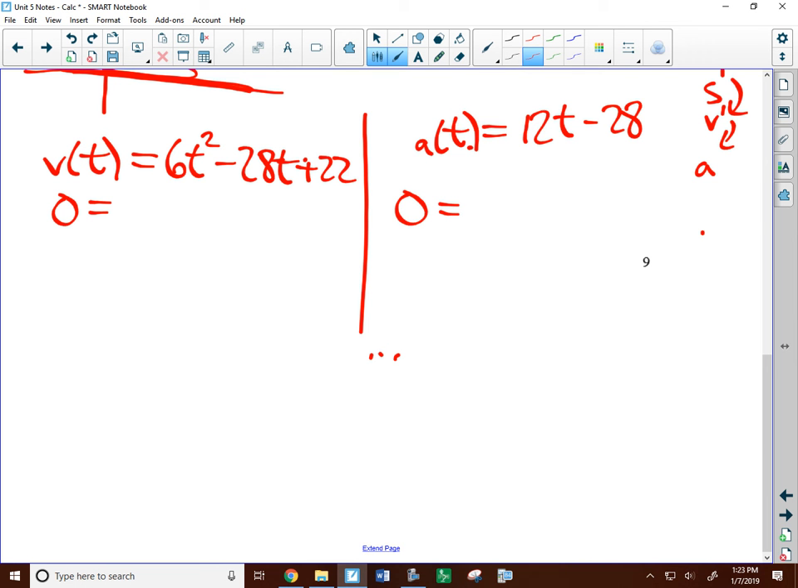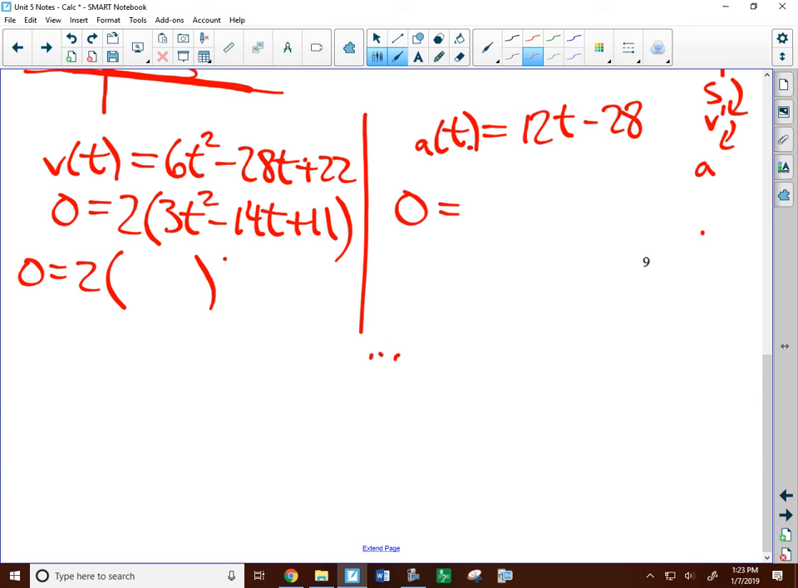Okay, so let's solve the first one. The quadratic formula would work right off the bat, but I can factor out a 2 at least. So we've got 3t squared minus 14t plus 11. That's the most GCF I can do. And then factoring the trinomial will work.